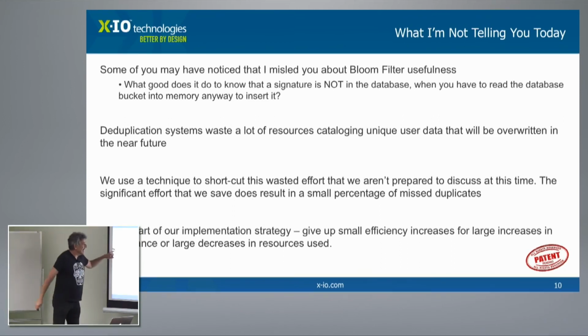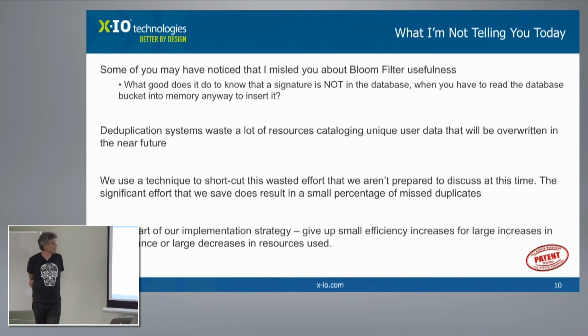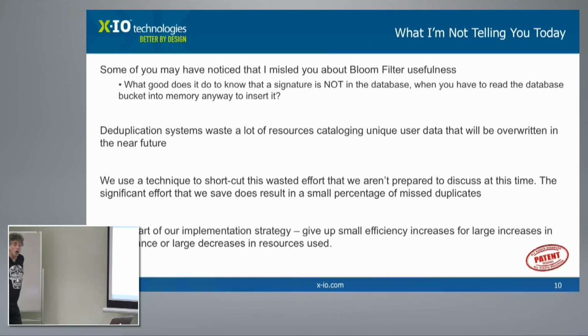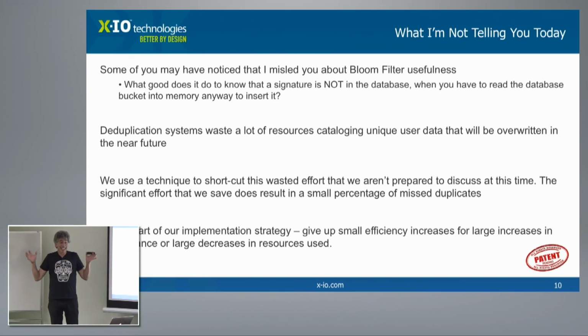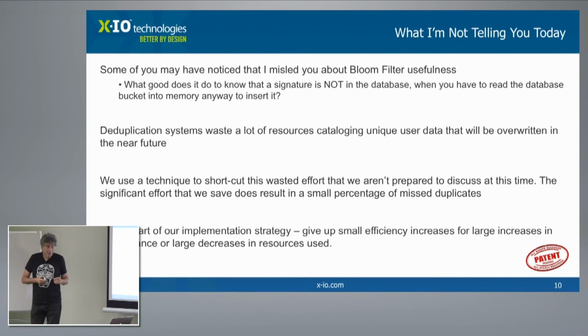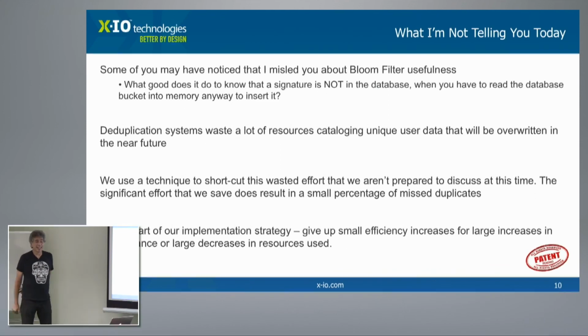But the key is that deduplication systems waste a lot of resources cataloging unique user data that will never become a duplicate, and in fact will probably be overwritten before it ever gets a chance to. And remember, when you overwrite a piece of unique data, you've got to remove it. That's a bunch of wasted work, right? We have a way to eliminate that work. We treat unique data differently than data that is known to have multiple copies out on the disk, and that technique shortcuts this wasted effort. If I say any more, there's a big red button there that somebody's going to hit and the feed will cut off. But it's part of our implementation strategy.